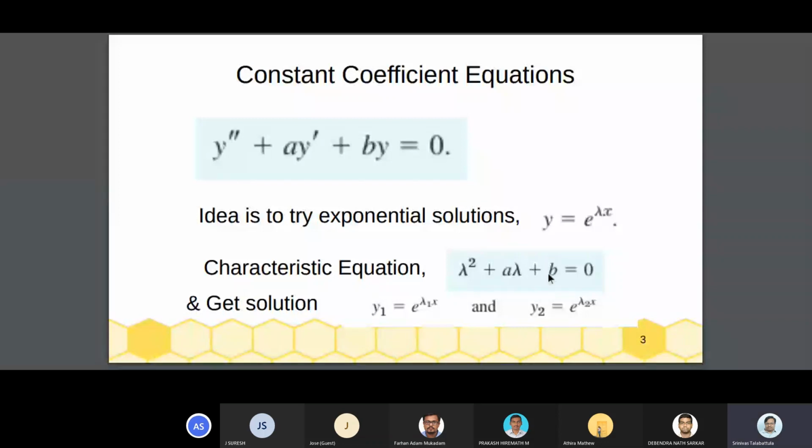You can have identical solutions. Suppose lambda 1 equal to lambda 2. Then these two are not independent solutions. You can get the first expression from the second by multiplying. So these two are not independent solutions, and that is not acceptable. You need one more independent solution. How do you get that is the question. So what do we do? Like I said earlier, if you know one solution, you can get the other solution.